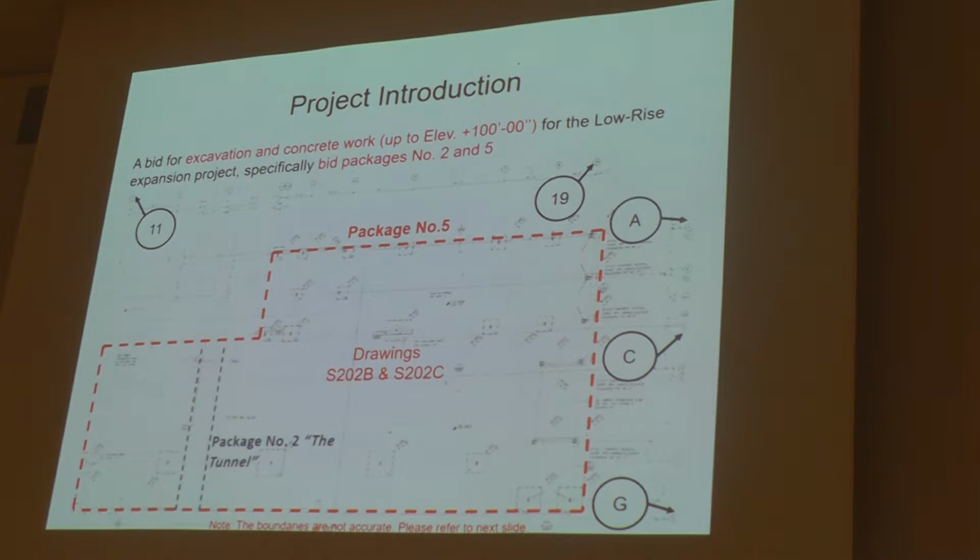All right. So let's get started with package number 5 first. On the left side, we will be starting from line 11 here. This line is on page 202B. Any questions? All right. So the red boundary is on the next page at line 19. Questions?